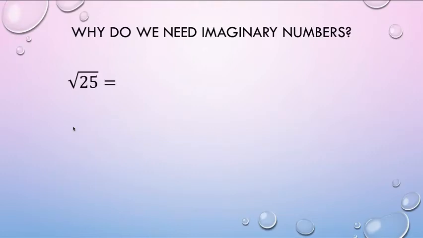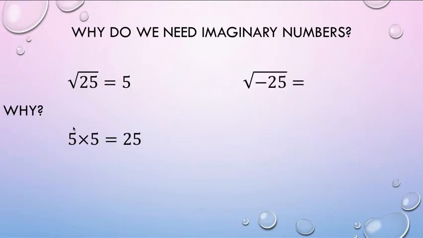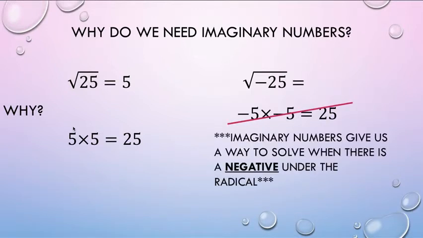So why do we need these? Well, we know that the square root of 25 is just 5. Why is the square root of 25 5? Well, because 5 times 5 equals 25. So by definition, the square root of 25 is 5. But then how can we explain the square root of negative 25? Well, you might say that it's negative 5, but negative 5 times negative 5 equals positive 25. So that can't be it. So imaginary numbers give us a way to solve when there is a negative under the radical.